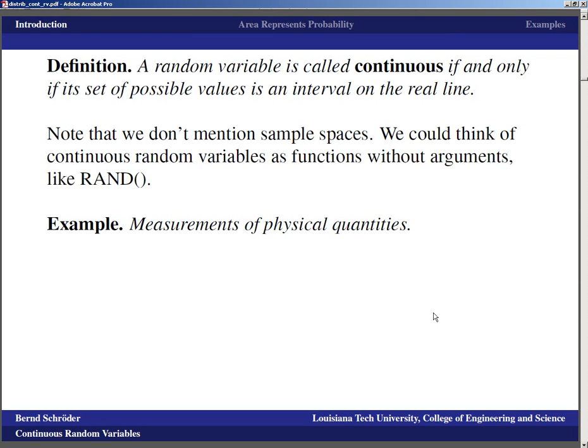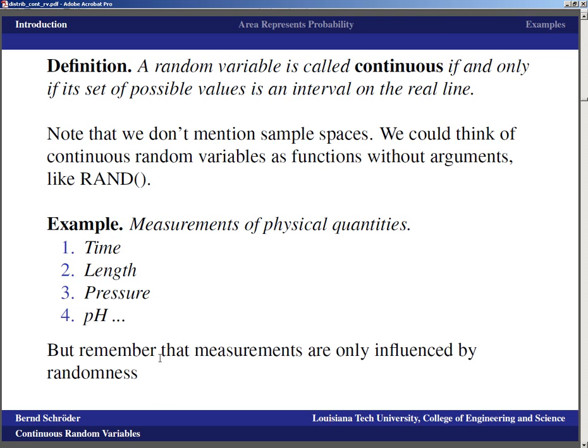Now, in other ways, of course, measurements of physical quantities are quite different from the rand function, because when you measure time, when you measure length, when you measure pressure, when you measure pH value, and so on, we've got to remember that measurements are influenced by randomness, but the measurements are not themselves random.